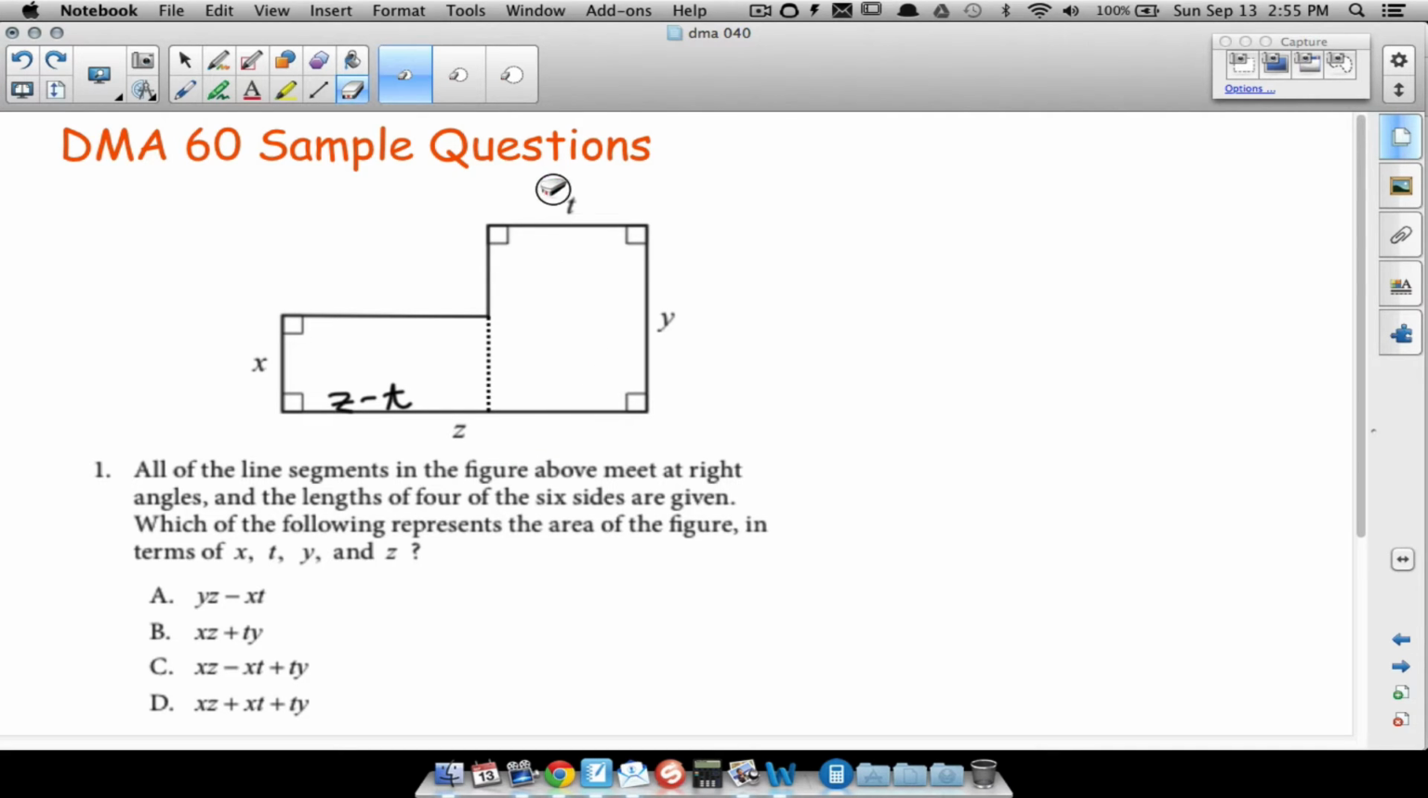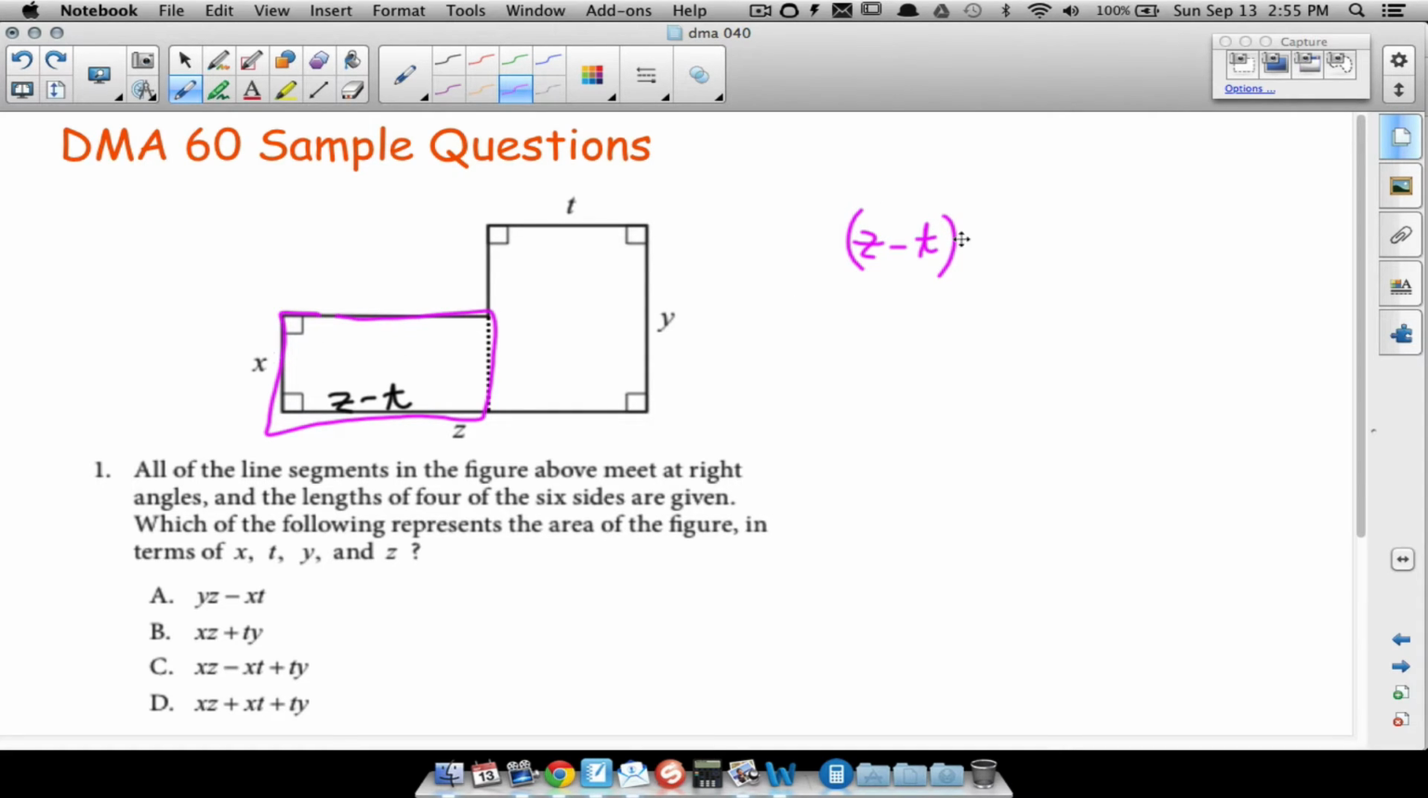Now let's figure out this missing piece here. Do we really need it? Not necessarily, and you'll see why in a second. So with this in mind, let's find the area of this rectangle right here. The area of a rectangle is length times width, and what you want to be careful with here is this. The length is not z. I'm only talking about this rectangle right there. So the length would be z minus t.